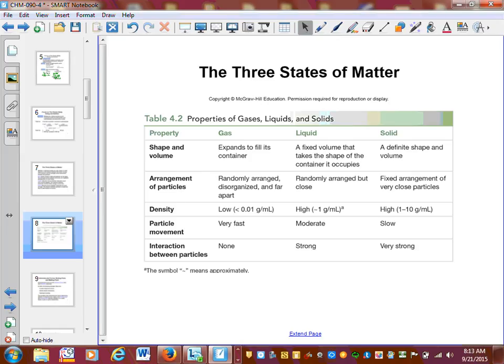In the gas, the particles are randomly arranged, disorganized, and far apart. Most of the gas is empty space. A liquid, they're randomly arranged, but close together. Like the subway, they slide past each other. A solid, the particles are fixed arrangement, very close. Particles are right there, they can hardly move. Density of a gas is low. Gas hardly weighs anything. A liquid is high, and a solid has a high density.